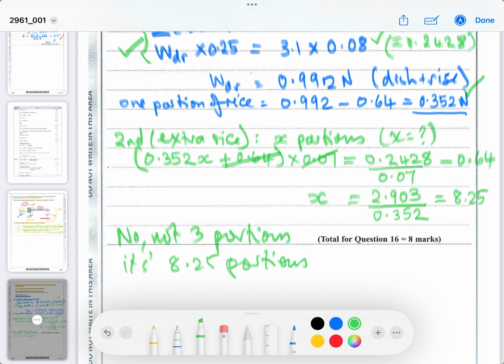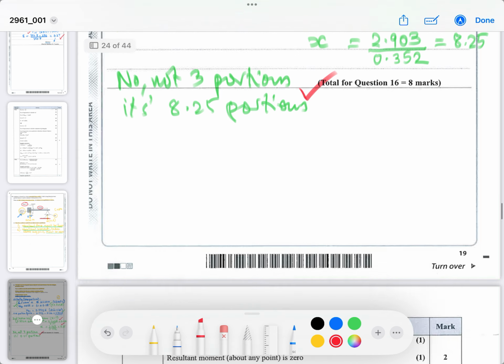So we got 3 marks. Now 3 more marks, presumably the 3 more marks are given for stating that the clockwise moment with 3 portions is equal to the anti-clockwise moments. So basically this bit of the maths, and then to work out 8.25, and then for this conclusion. Okay? You'll see the mark scheme on the next slide.